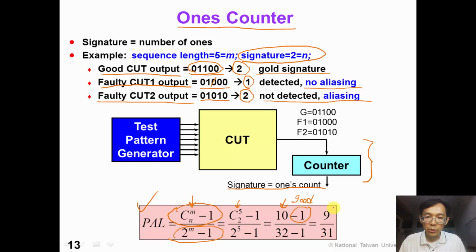So eventually we would get 9/31 as the PAL of this particular analyzer. This is not very good, although it is better than the Parity Checker. However, it is still not satisfactory.